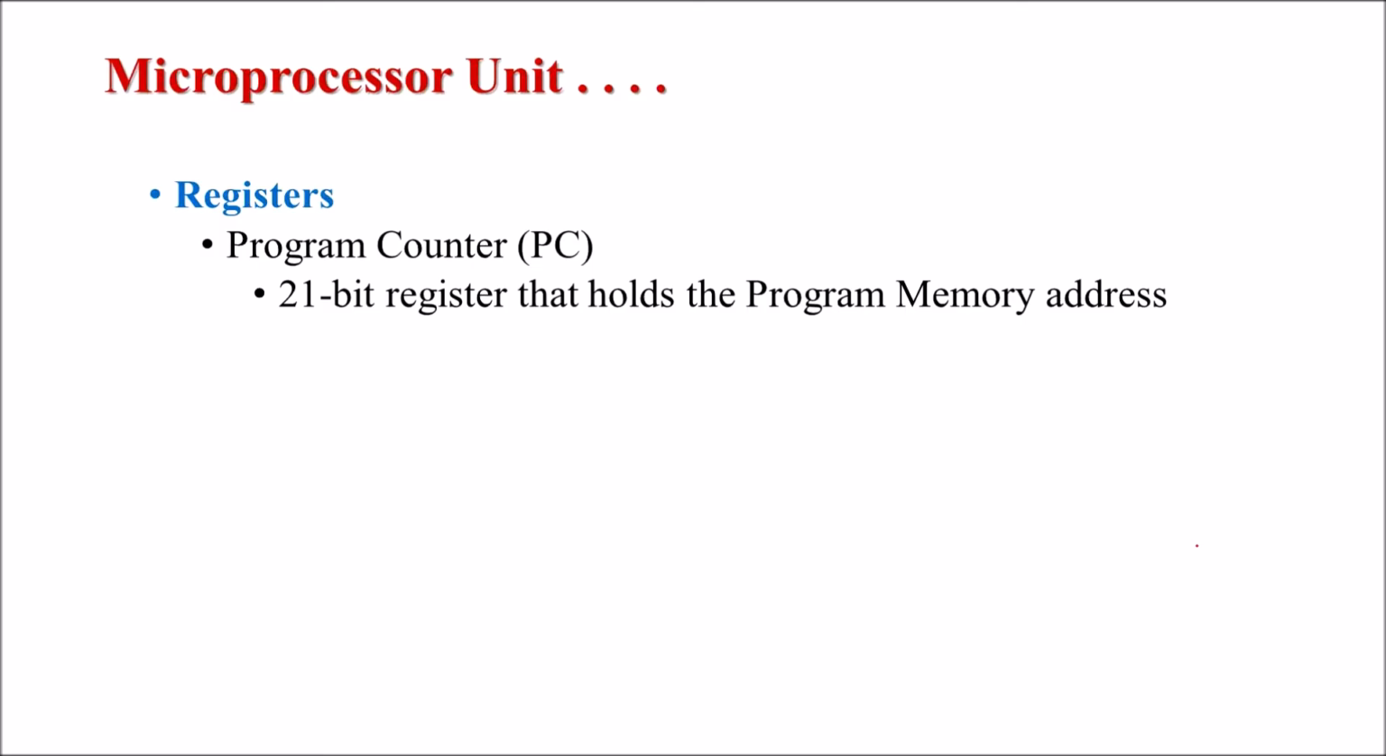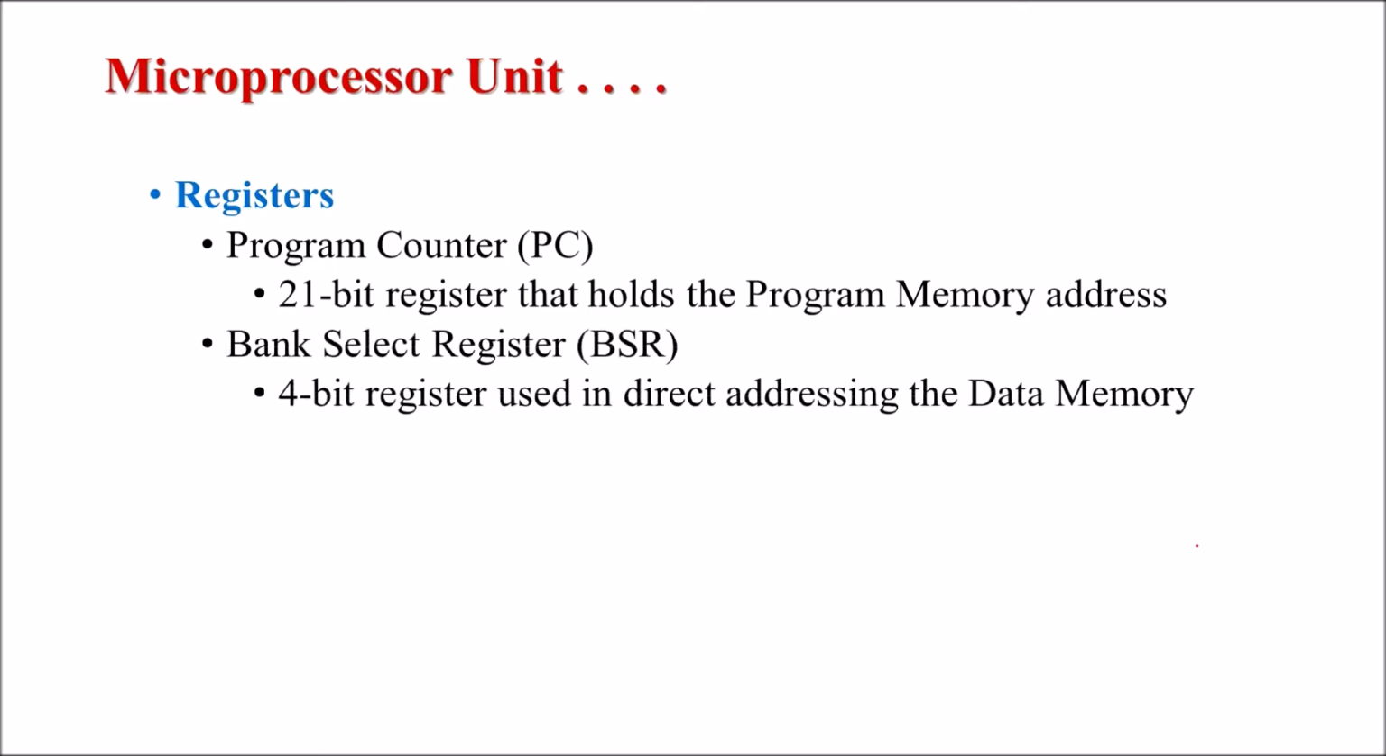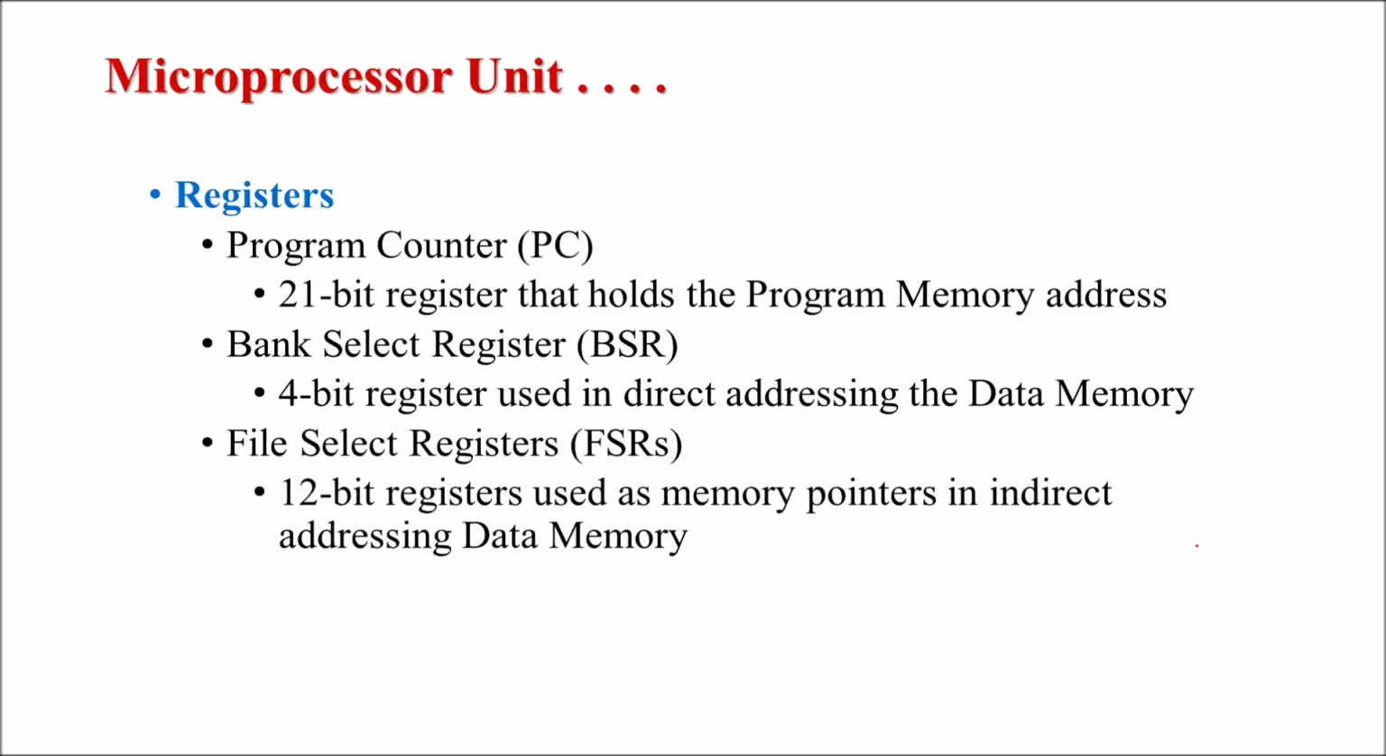Then the program counter register is there, which holds the address of program memory. The address bus size of program memory is 21 bit. Then there is the bank select register, BSR. The size of the BSR register is 4 bit and it is used to point to the data memory, generally in direct addressing mode. So the bank select register is a pointer to data memory. There are 16 banks in data memory. To point to one of the 16 banks, this 4-bit bank select register is used.